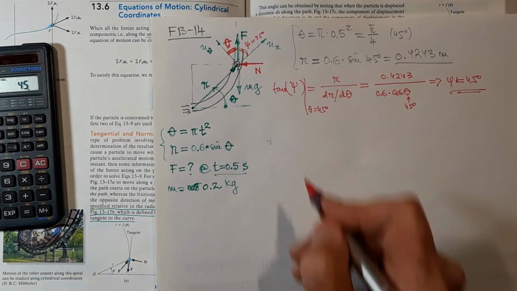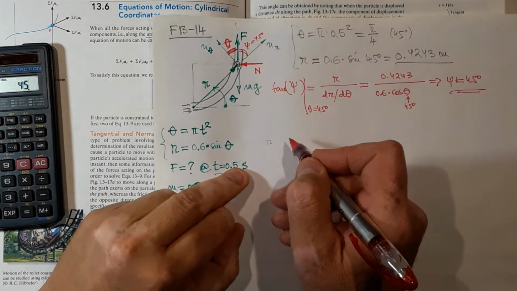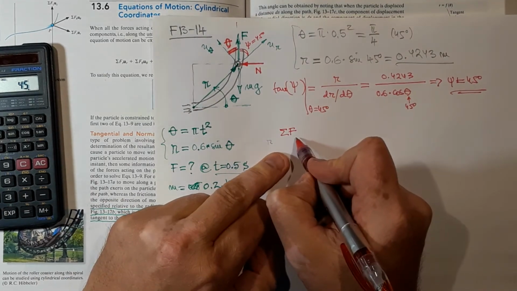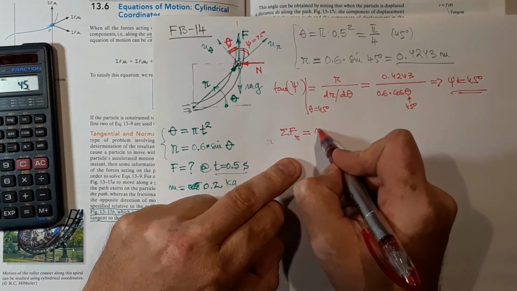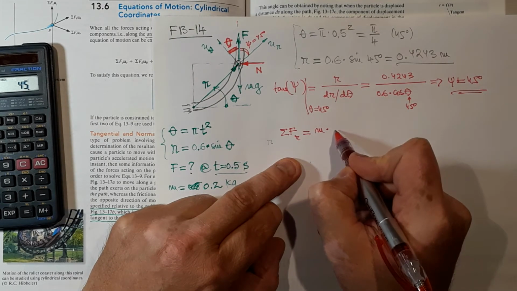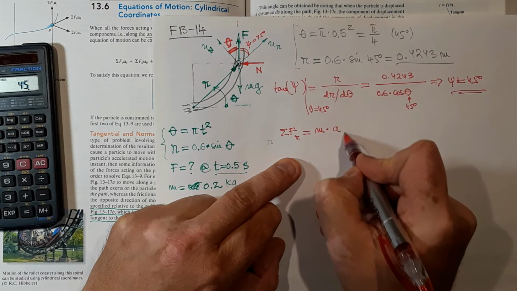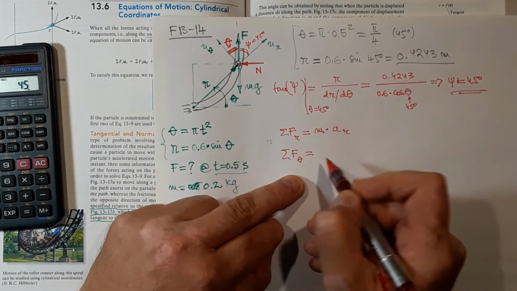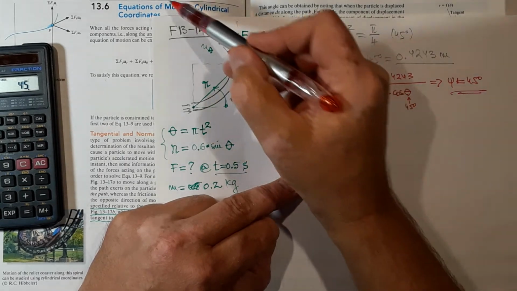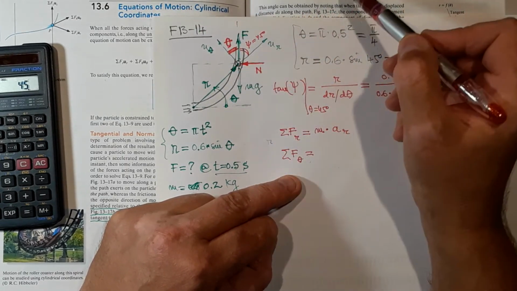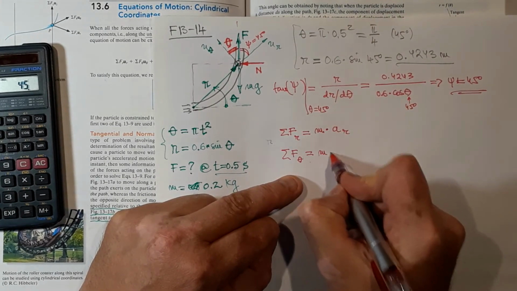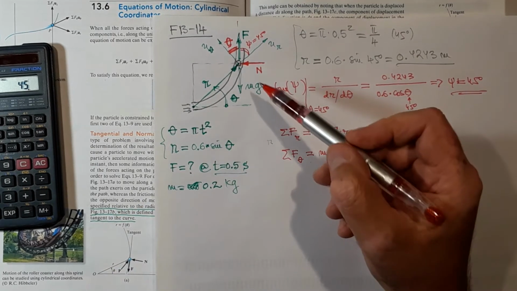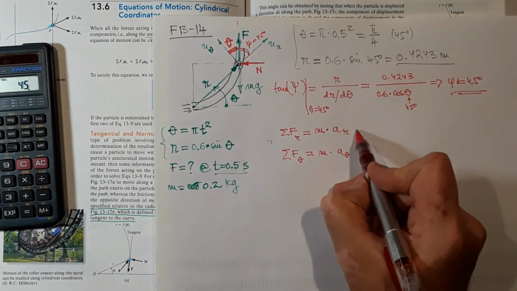So what do we do? We write the equations of motion: the sum of forces in the radial direction equals mass times radial acceleration a_r, and we sum forces in the theta direction. The increase of theta is positive, as shown, u_r is away from the polar point, so it's mass times acceleration in the theta direction.